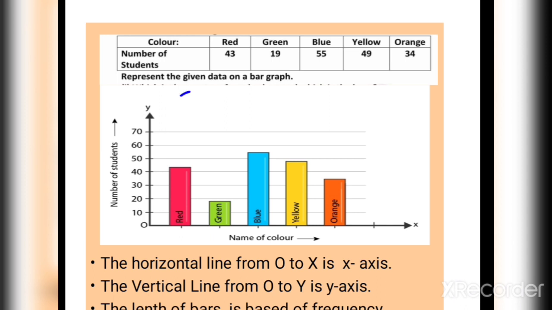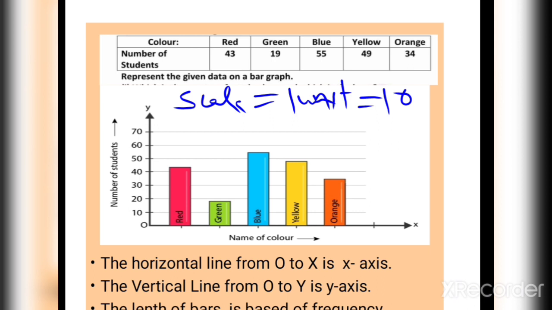First we will choose the scale. So what is the scale here? The scale is 1 unit equals 10 students. Then we will find the length of the bar from the table. So here the bar for red has a length of 43. You can see it is between 40 and 50.